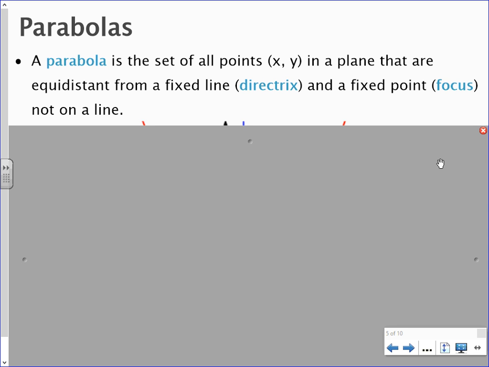So new words, directrix and focus. The focus is going to be inside the parabola, and the directrix is going to be outside the parabola. And they have this really cool property: any point on the parabola is the same distance to the directrix as it is to the focus. Okay.